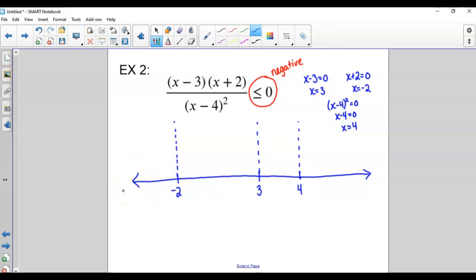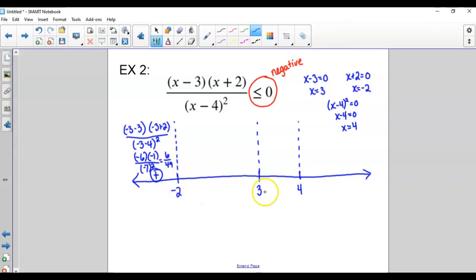So what we're going to do is just pick a number from each section and plug it in. So this section down here, we're looking for any number less than negative 2, so I could maybe use negative 3. And if I do that, negative 3 minus 3 times negative 3 plus 2 over negative 3 minus 4 squared. This is going to give us negative 6 times negative 1 over negative 7 squared, and that is going to be positive 6 over positive 49, and that is a positive answer there.